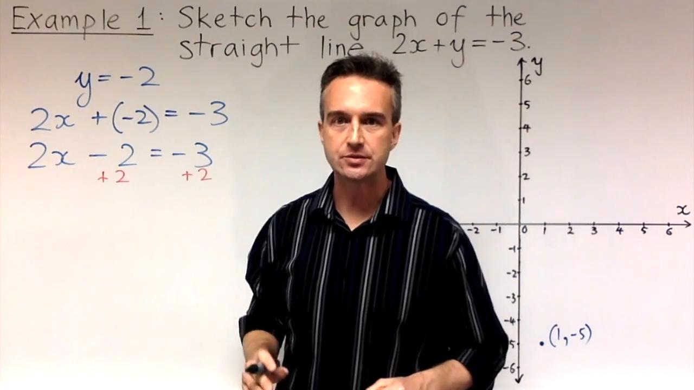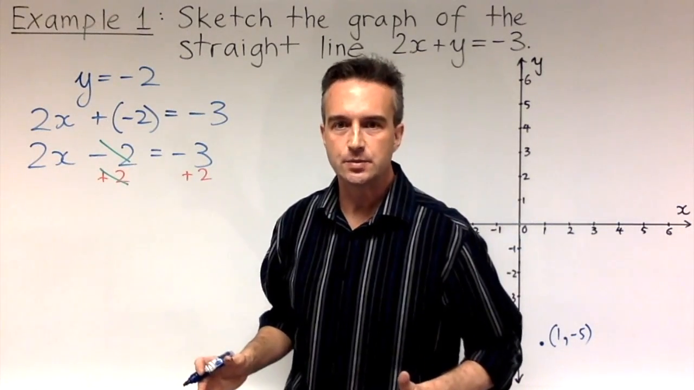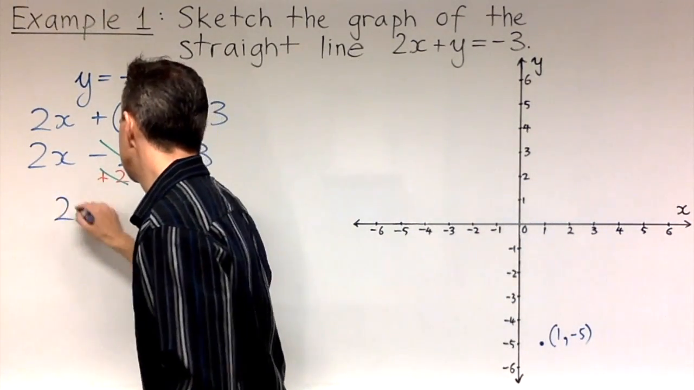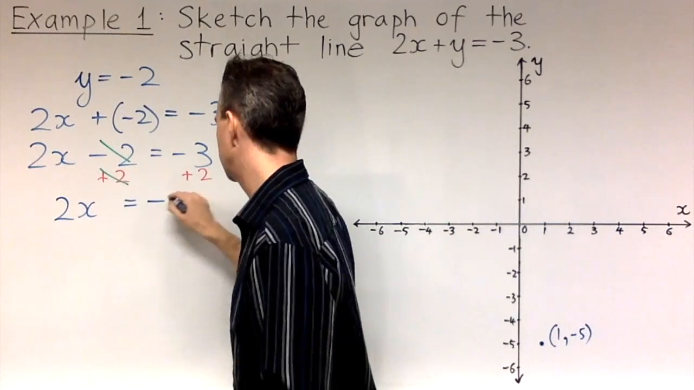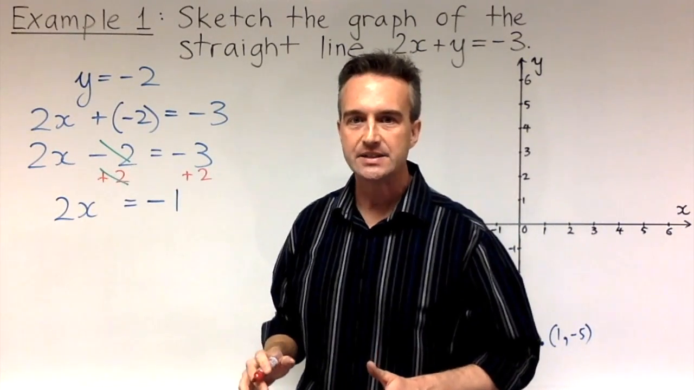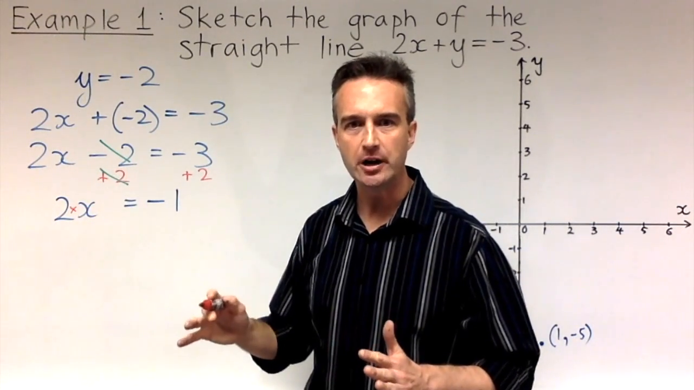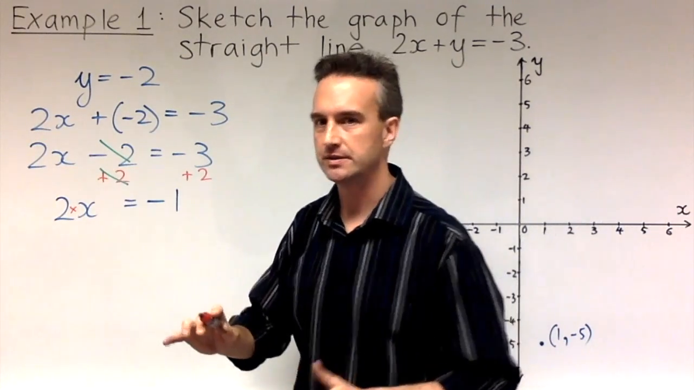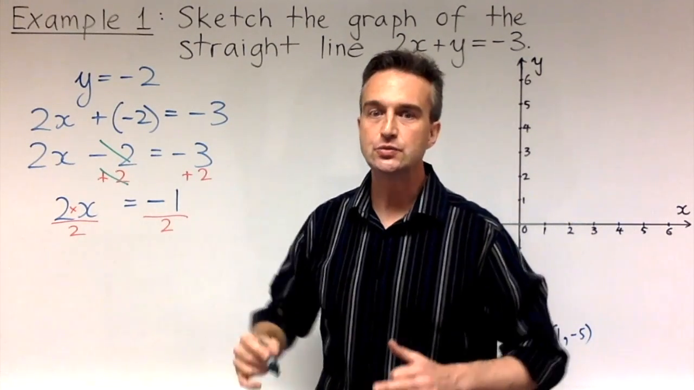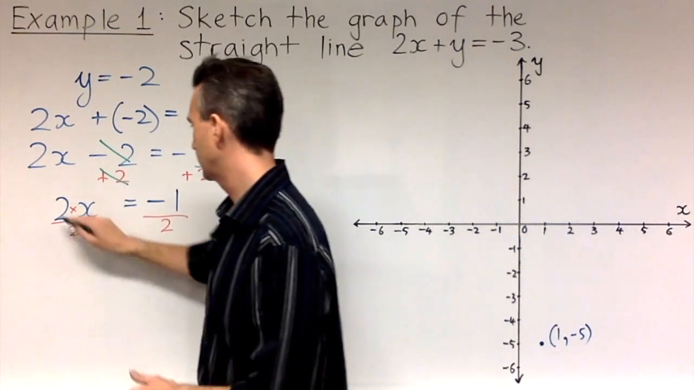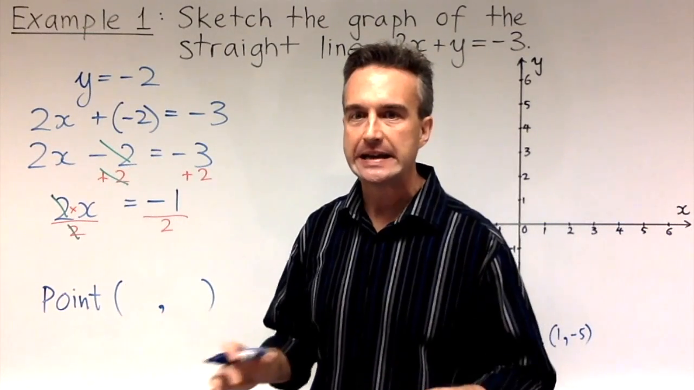The -2 and the +2 now cancel out. This leaves us with 2x equals -3 plus 2 is -1. To isolate x, we now need to undo 2 times x. How do we undo a 2 times? We divide by 2 on both sides. 2 divided by 2 cancel out and just become 1. This gives us a final x value of x equals -1/2.